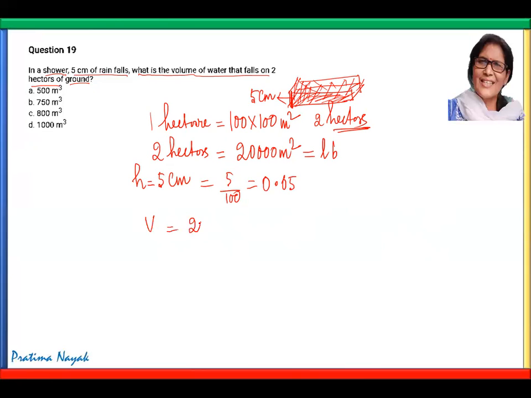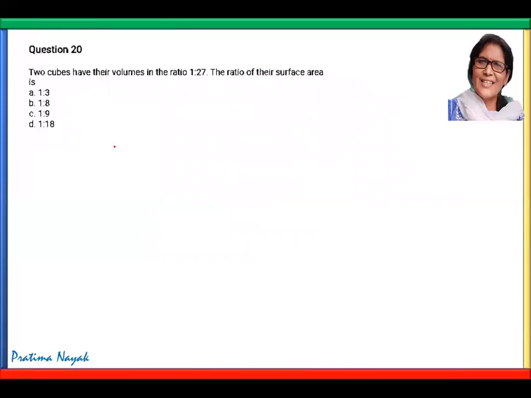Now what will the volume be? Volume will be 20,000 multiplied by 0.05. So how much will it be? Your 20 will be cancelled. It will be 1000 meter cube. So D is the answer. Now, 2 cubes have their volumes in the ratio 1:27.